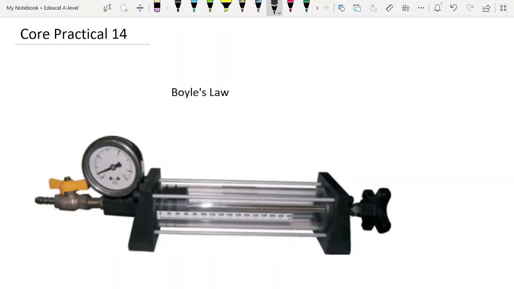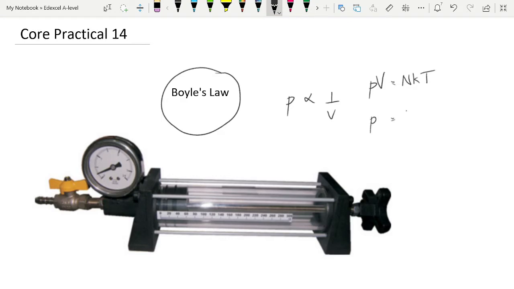Today's video is Core Practical 14, which is exploring the relationship between the pressure of a gas and its volume, also known as Boyle's Law. And we should know that Boyle's Law states that pressure is inversely proportional to volume. In fact, this comes from the equation PV = NkT. If we rearrange this equation, we get P = NkT times 1/V. So this is the relationship that we're exploring today.